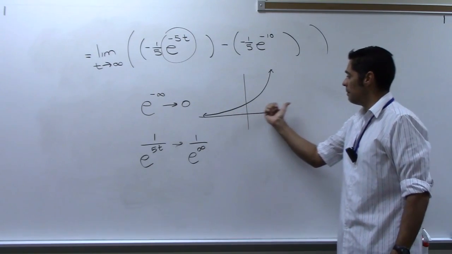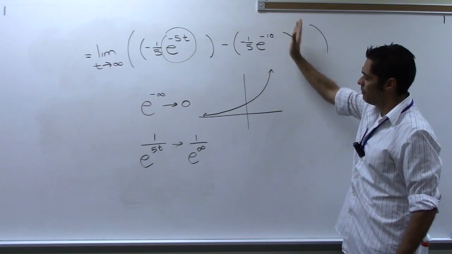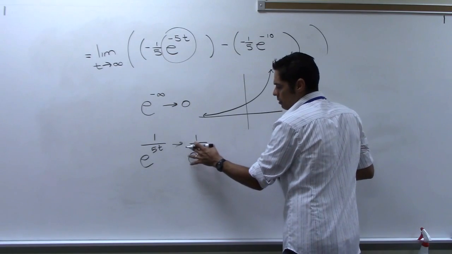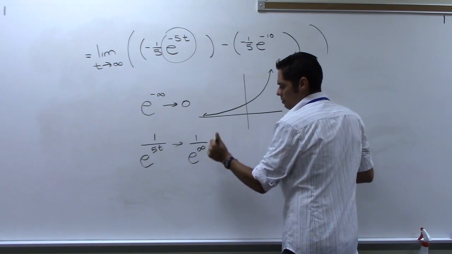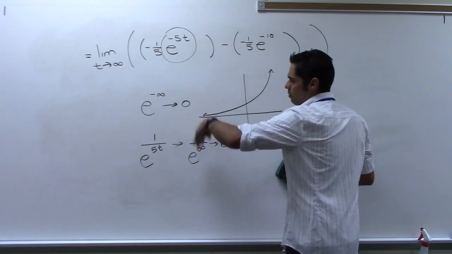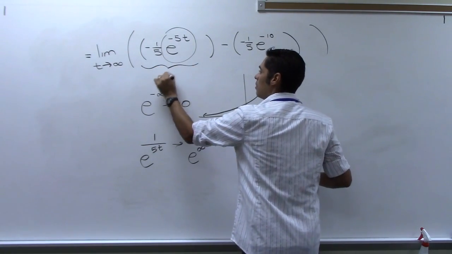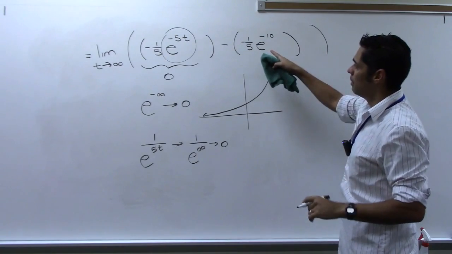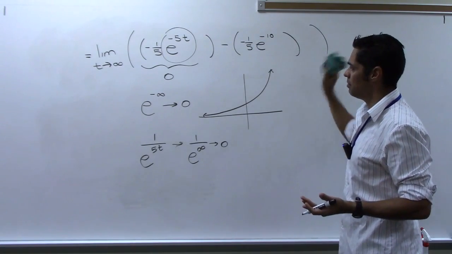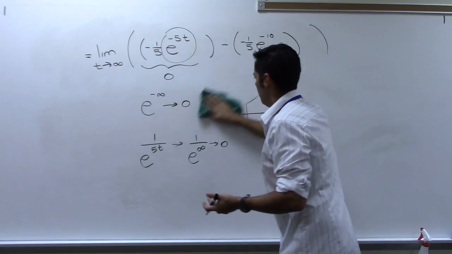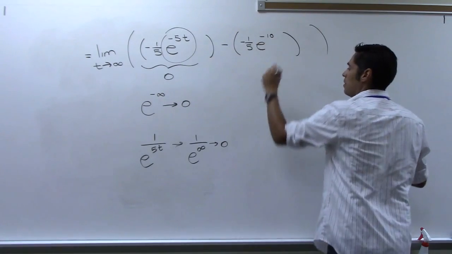So if you go this way, e gets very large, and so you have 1 divided by a really, really big number. That ratio gets smaller, so you get 0 here. So either way you do it, you're going to get 0. So this right here, when you take the limit, it goes to 0. And then this over here, nothing happens to it when t goes to infinity. So what you're left with is just this piece.